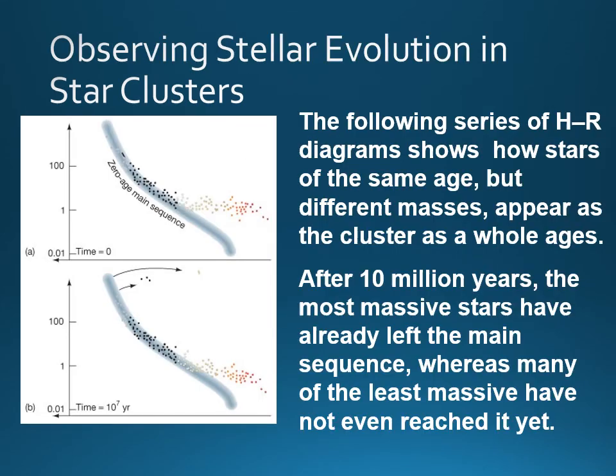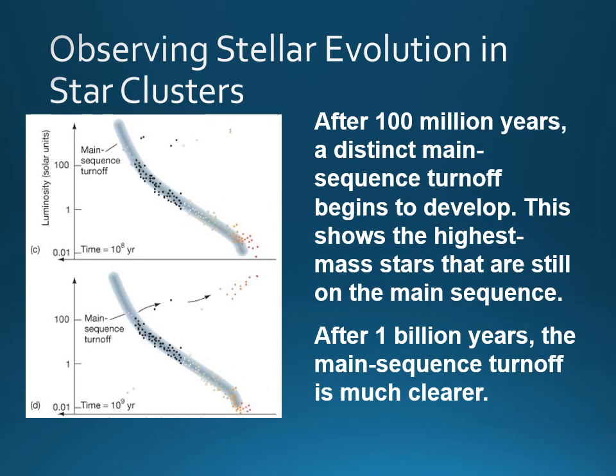The following series of HR diagrams shows how stars of the same age but different masses appear as the cluster as a whole ages. After 10 million years, the most massive stars have already left the main sequence, whereas many of the least massive have not even reached it yet. After 100 million years, a distinct main sequence turnoff begins to develop. This shows the highest mass stars that are still on the main sequence.